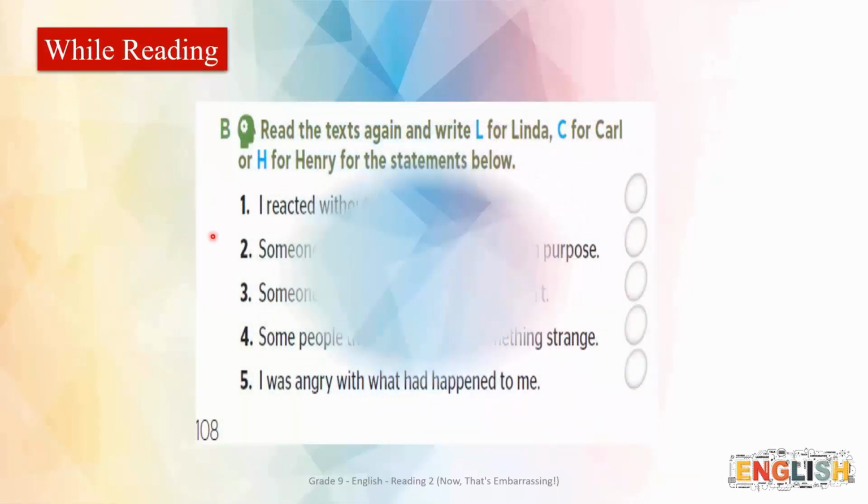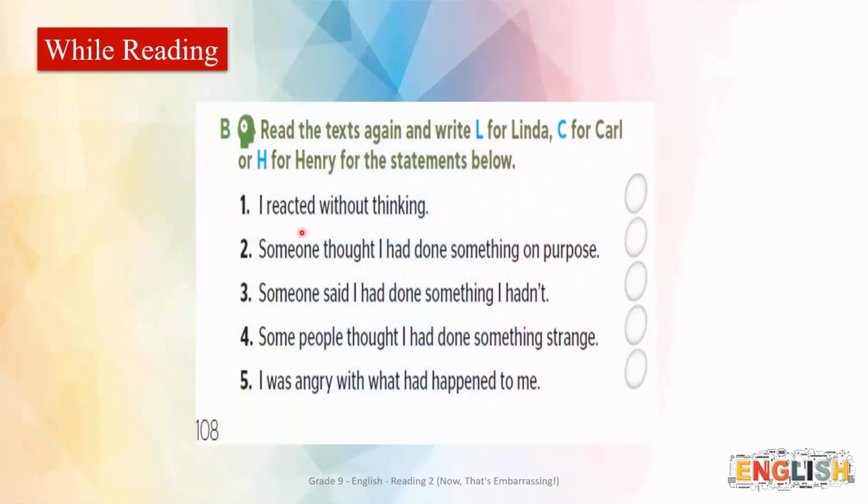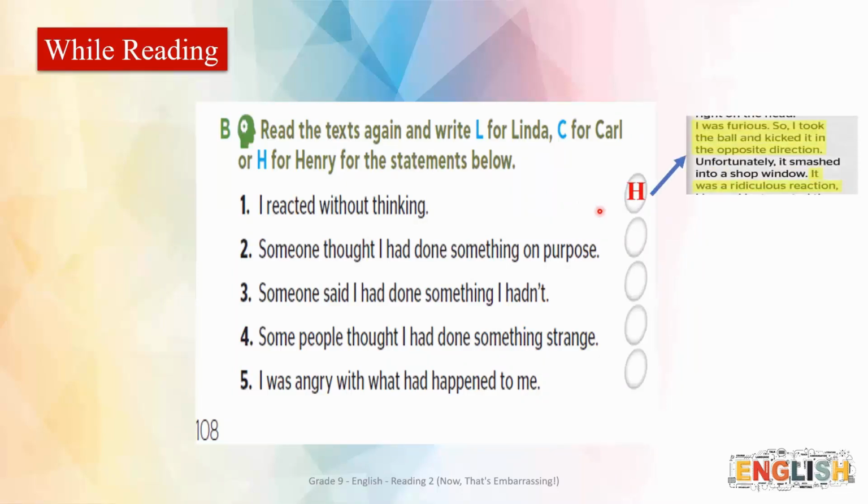Now let's do the exercise together. 1. I reacted without thinking. Who is this person? Yes, Henry. And we knew he is Henry when he said, "I was furious. So I took the ball and kicked it in the opposite direction." And also he said it was a ridiculous reaction.